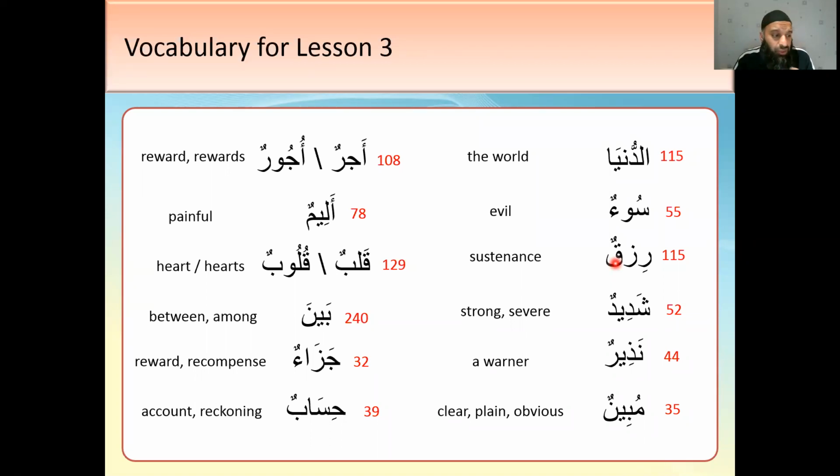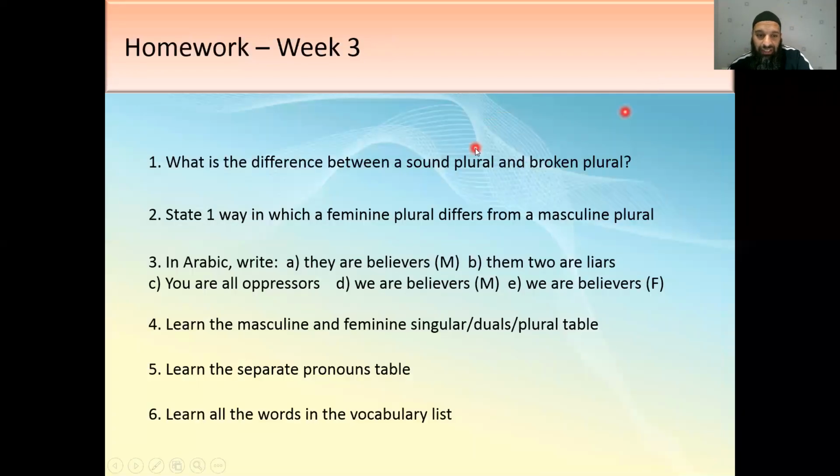So these are the words we need to learn: huwa, huma, hum, hiya, huma, hunna, anta, antuma, antum, anti, antuma, antunna, ana, nahnu. Say it 20 times before you go to sleep tonight. Try it, yeah? Right. Okay, and this is the homework.